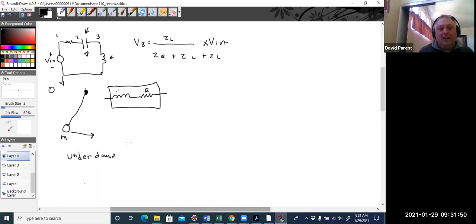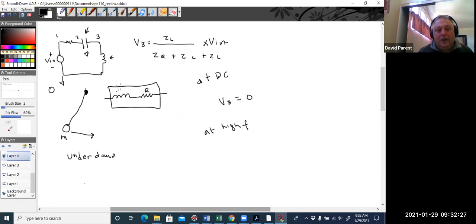But let's go back to analyzing this circuit. So at DC, the resistor's the resistor. This goes to infinity, and this becomes a wire, and it's not connected. And since this is an open circuit, node 3 connected to a wire to ground, so V3 equals 0.